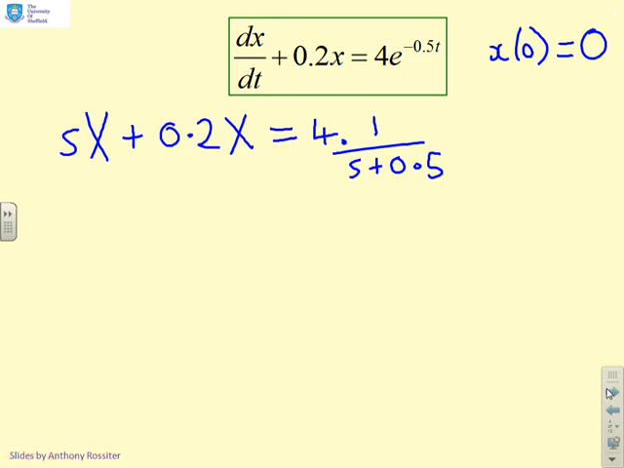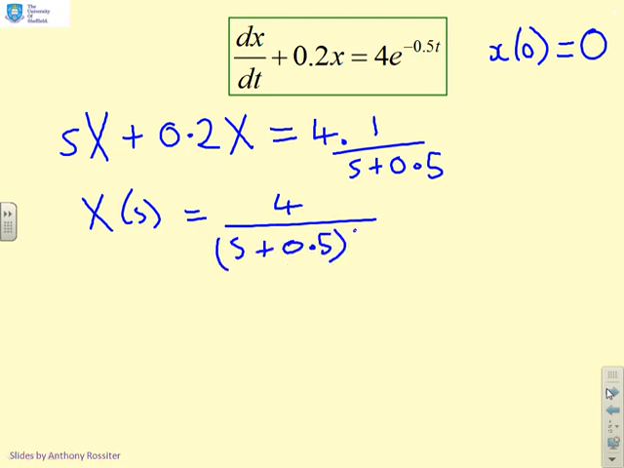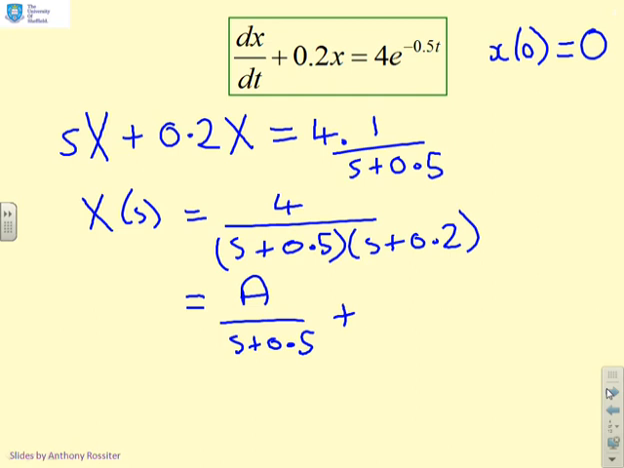Now what I can do is rearrange this to find X(s). So I'm going to get X(s) equals 4 over (s plus 0.5) times (s plus 0.2). And if I put this into partial fractions, you'll see I get A over s plus 0.5 plus B over s plus 0.2. Now what I can do next is use the cover-up rule.